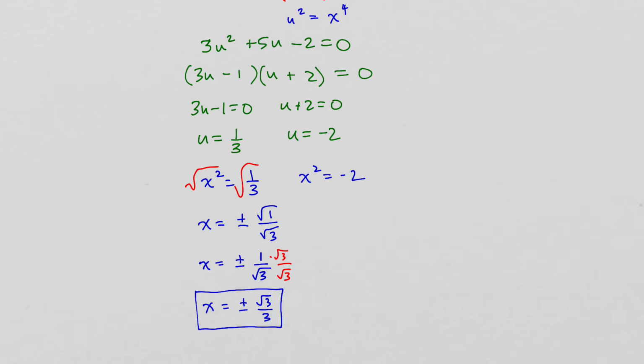And then we can do the same thing in the other equation. We could take the square root of both sides, and that gives us x is equal to plus or minus the square root of negative 2. And remember, when you take the square root of a negative, you can pull the negative out of the square root and make it into the imaginary number i. So these are the other two solutions.